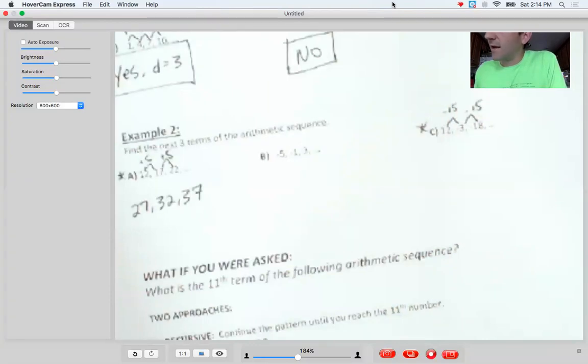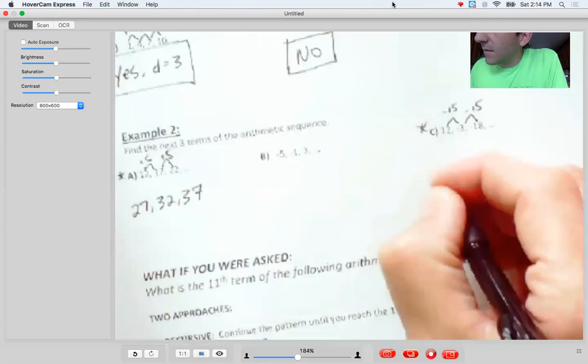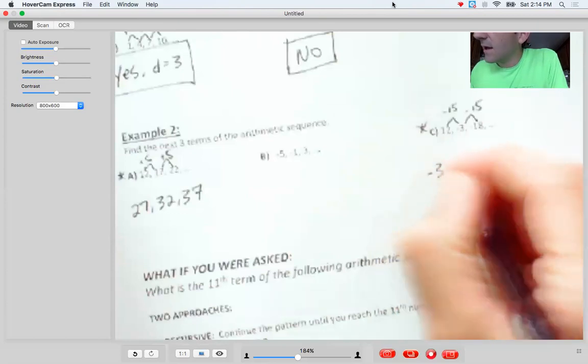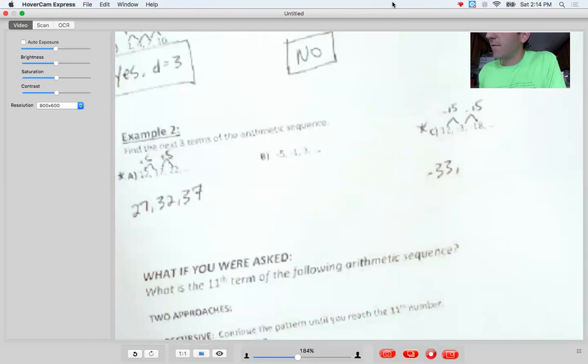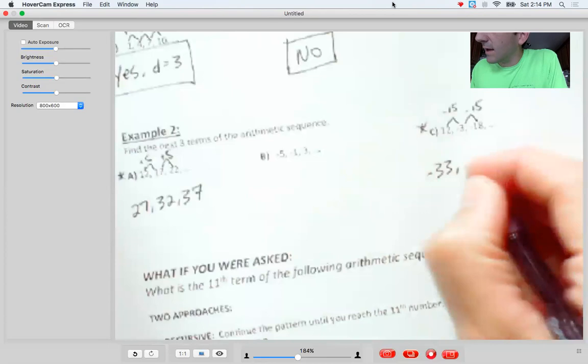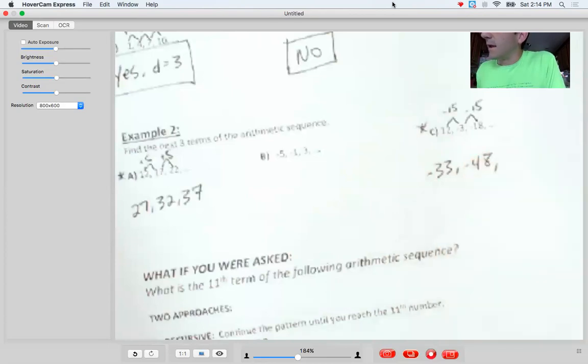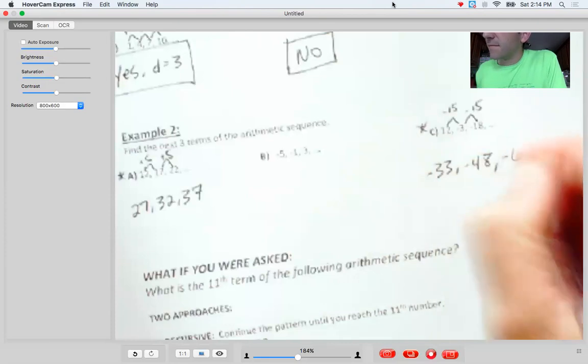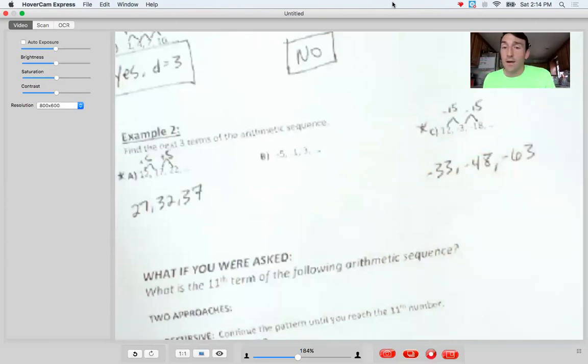So negative 18 minus 15 would be negative 33. Negative 33 minus 15, or plus negative 15, think about it either way you like, is negative 48. And then negative 48 take away 15 is negative 63. All right, so big picture stuff.